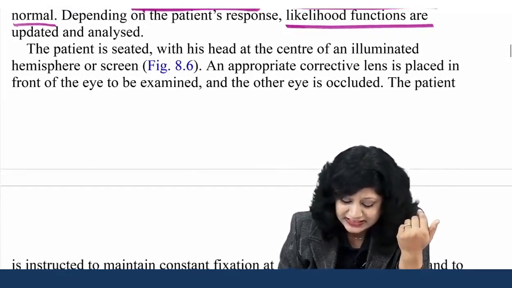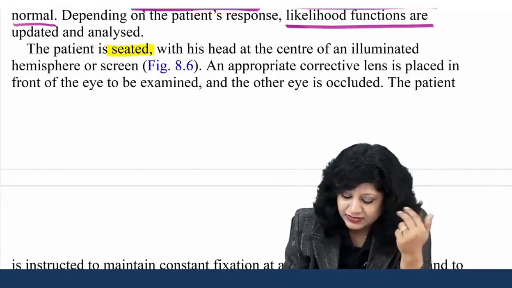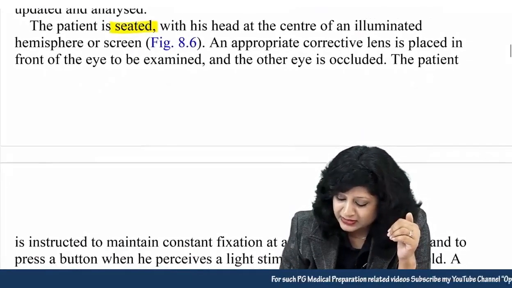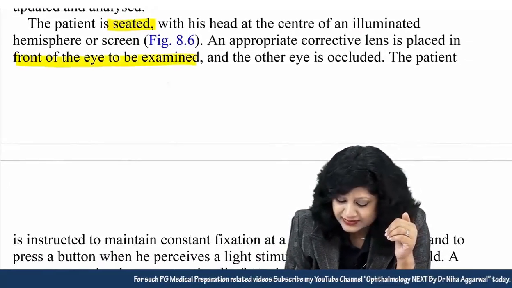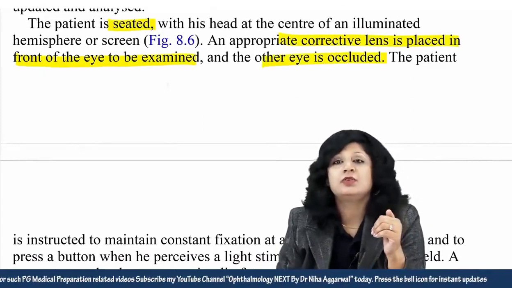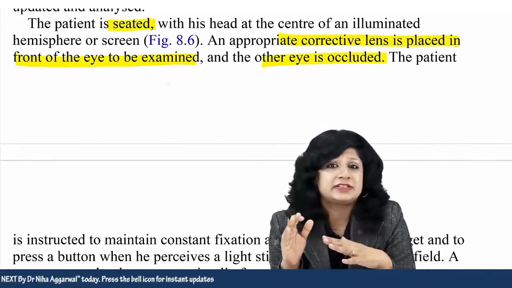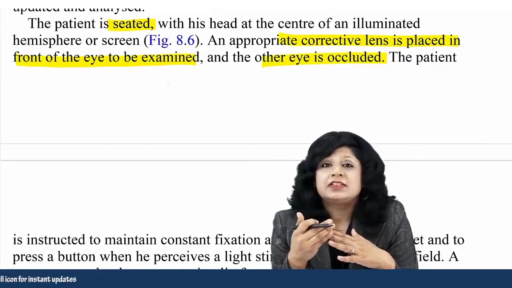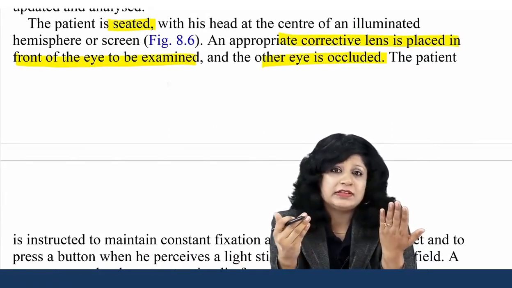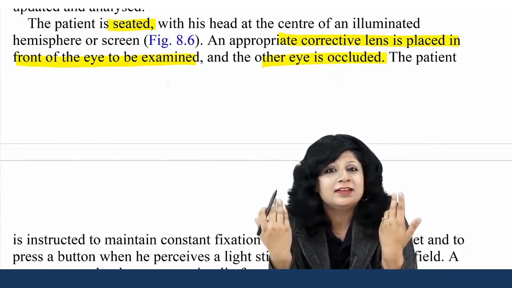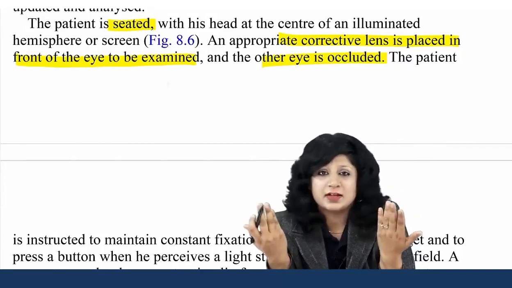The patient is seated with his head at the center of the illuminated sphere. The appropriate corrective lens is placed in front of the eye to be examined, and the other eye is occluded. Now I told you in the beginning also that for doing any testing and examination of the eye, it's very, very important that you are occluding the other eye, because there is no point of testing the eye when both eyes are open.